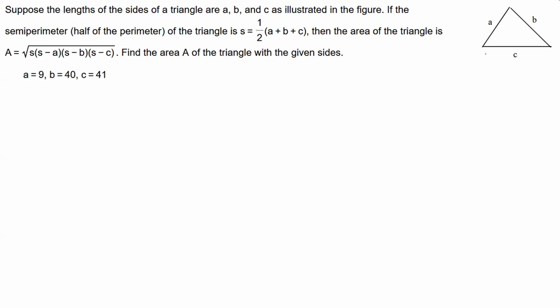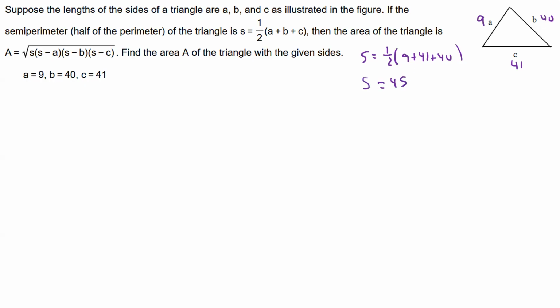Now, we're given the sides. A is 9, B is 40, and C is 41. So first things first, we need to find S. Well, that's going to be 1/2 of 9 plus 41 plus 40. I'm just going around the triangle like that. So that's going to be 40, that's 50, 90. Half of 90 is going to be 45.